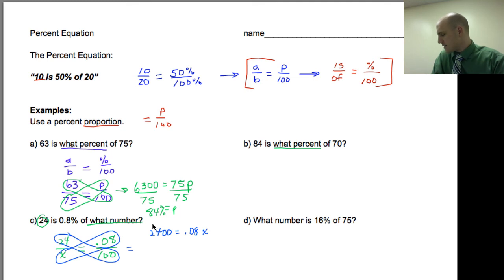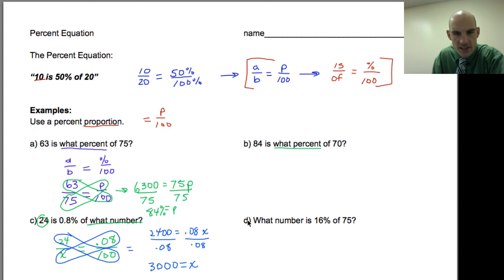And when I solve this, divide by 0.08, and I punch this into my calculator. I'm going to get 3,000. Okay, and if I was to set that up, it'd be 24 out of 3,000 is 0.08 out of 100.